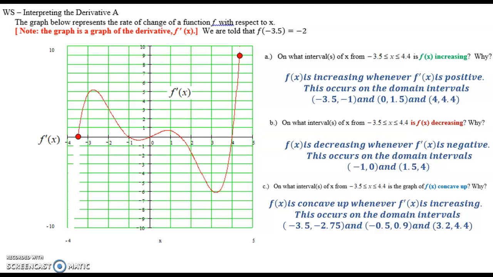That's the graph we're looking at. And this will occur in those domain intervals from negative 3.5 to negative 2.7. I said 2.75. From negative 0.5 to positive about 0.9. And then again from about 3.2 to about 4.4, as long as we're in the ballpark.